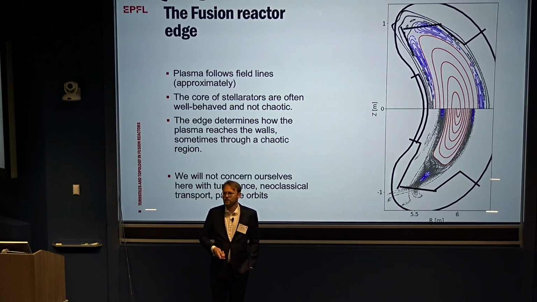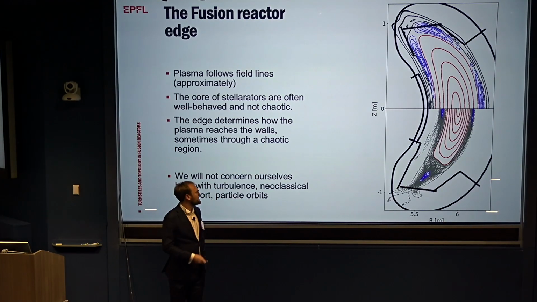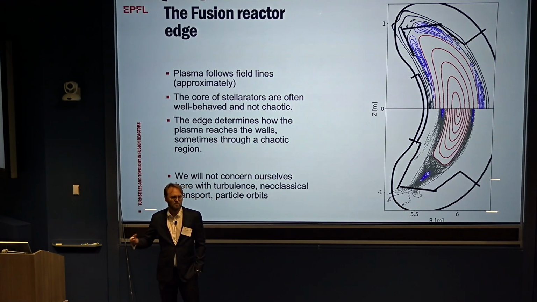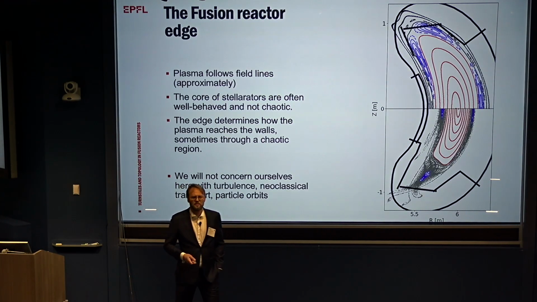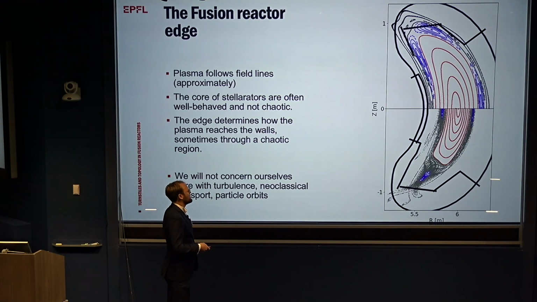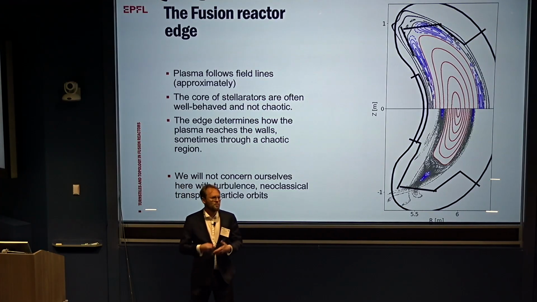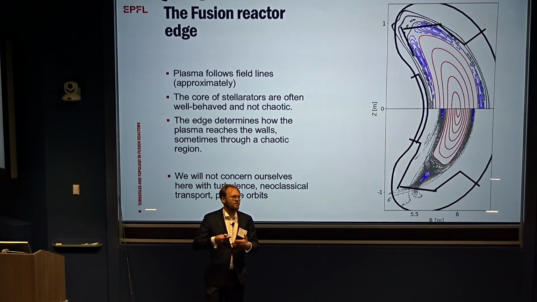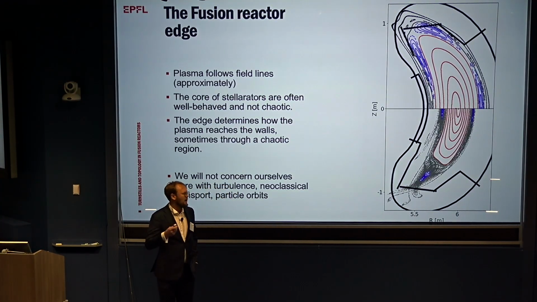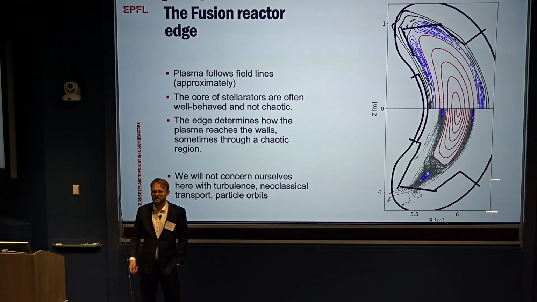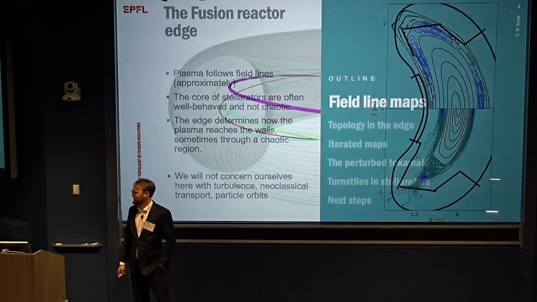Now, a few notes in the beginning. There's a lot more going on in a plasma. I will not be talking, for example, about turbulent transport, neoclassical effects, particle orbits. I will firstly just assume the magnetic field and transport of field lines through island chains and around in the edge of a stellarator divertor.